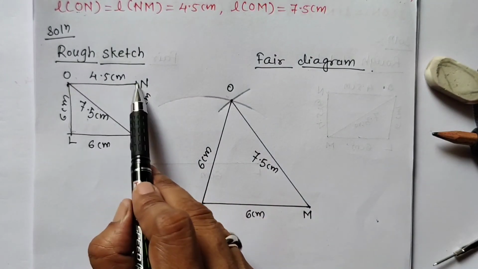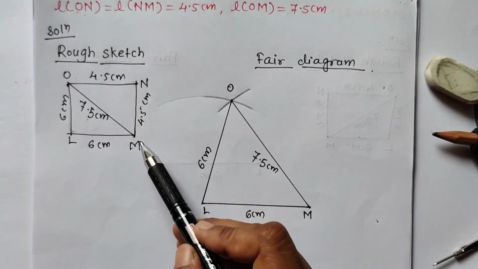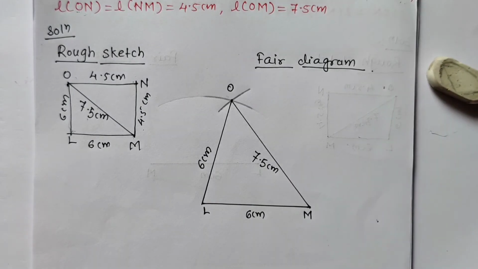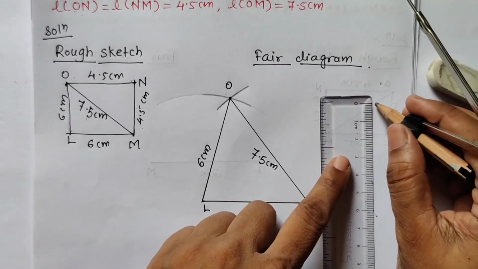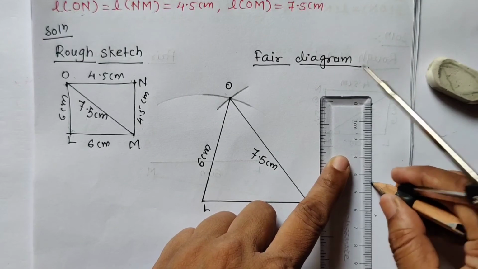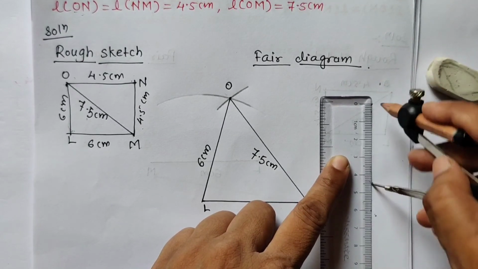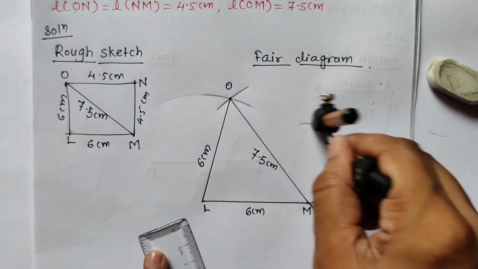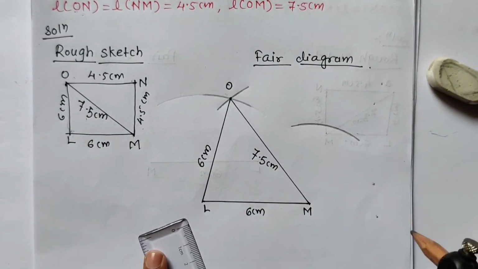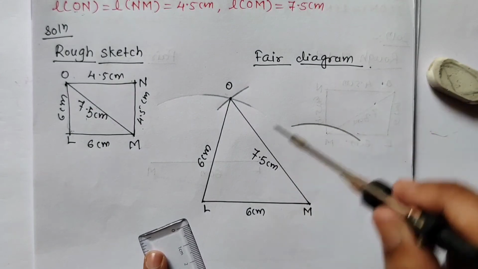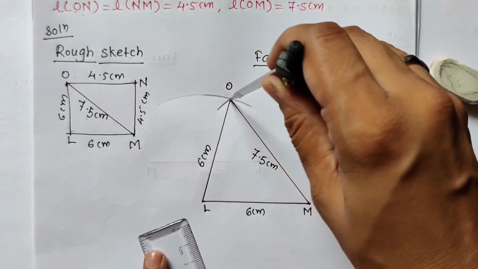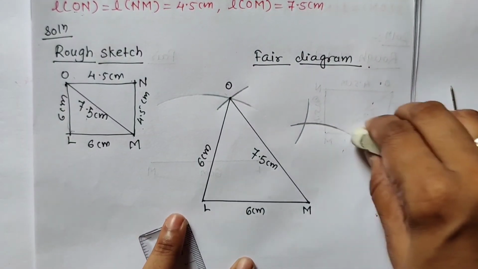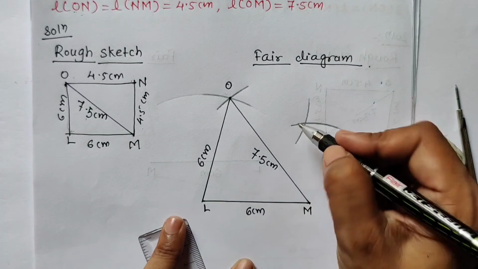N is at 4.5 from O and it is at 4.5 from M also. So let us take the 4.5 distance in our compass, 0 to 4.5. Okay, so here this is 4.5. From M also it is 4.5, and from O also 4.5. So we don't need to change the distance in our compass. Draw 4.5 here, and we can get point N here.